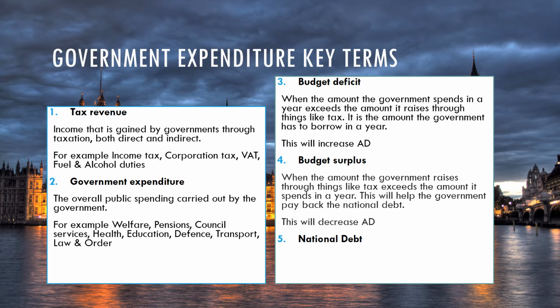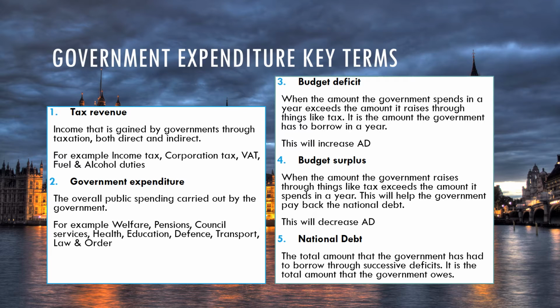Budget surplus is the flip side, and that is when the government tax revenues exceed the amount it spends in a year. And this would help pay back any debt that the government might have. Here, the withdrawal will be greater than the injection, so this will decrease AD. The final key term is national debt, which I've just referred to, and that is the total amount that the government owe. The government owe, not everybody in the economy, but just the government. That's the total amount they owe and have to pay back. So it's normally the accumulation of previous budget deficits.